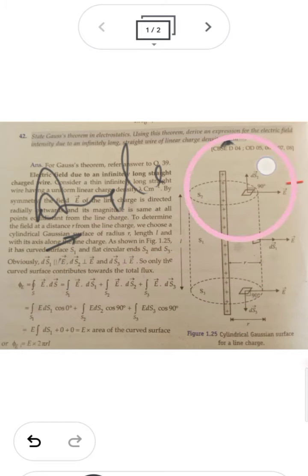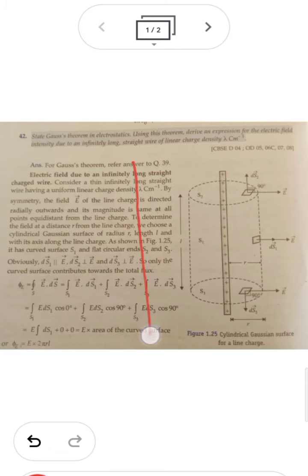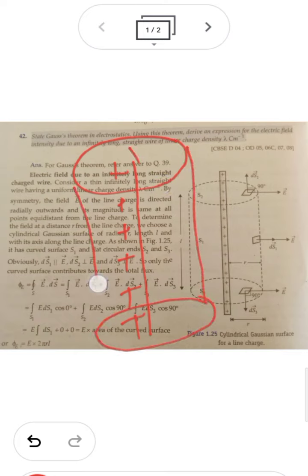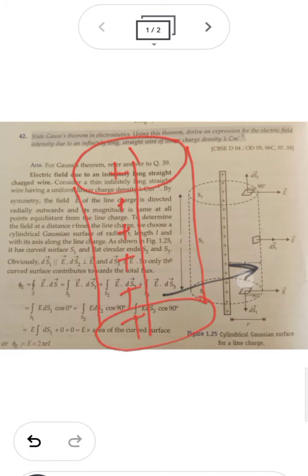So dear student, you can make this diagram yourself. You can give a positive charge over here, and then due to this positive charge, all the charges will be around this long wire, or infinitely long straight conductor. So this will be in this form, and over here it will be in a cylindrical form. Now the electric field will be over here in this direction, over here in this direction, and again over here in this direction.